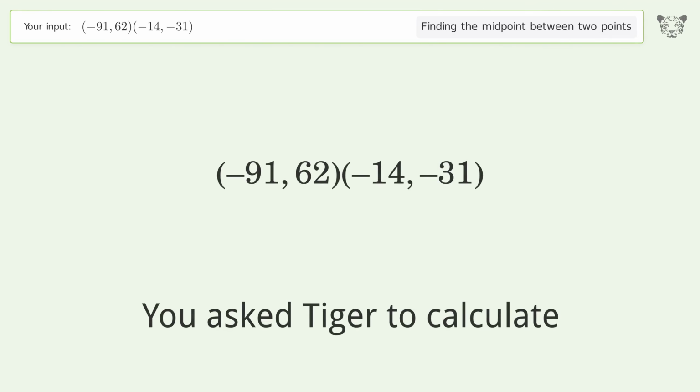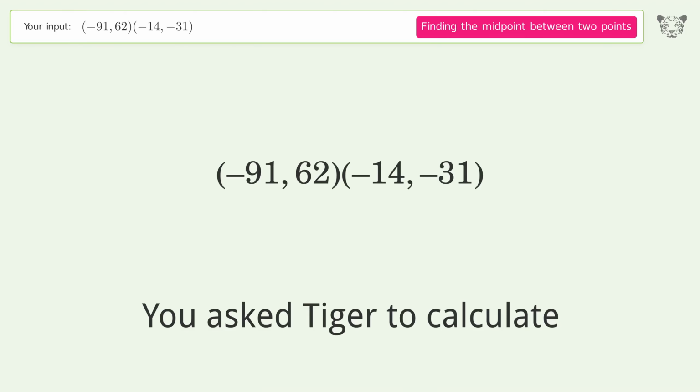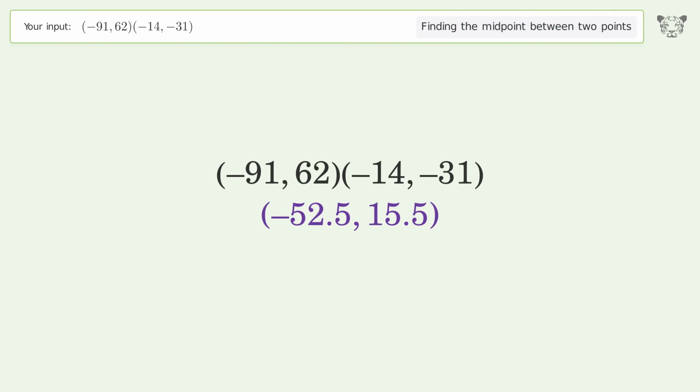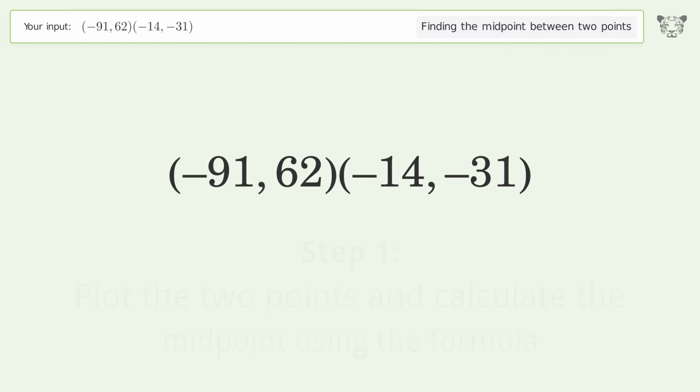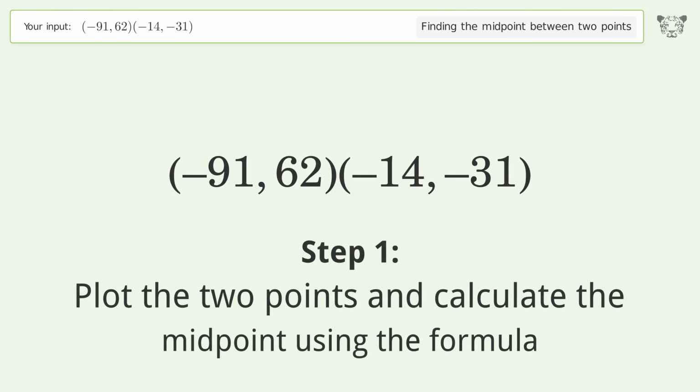You ask Tiger to calculate. This deals with finding the midpoint between 2 points. The midpoint between the 2 points is negative 52.5, 15.5. Let's solve it step by step. Plot the 2 points and calculate the midpoint using the formula.